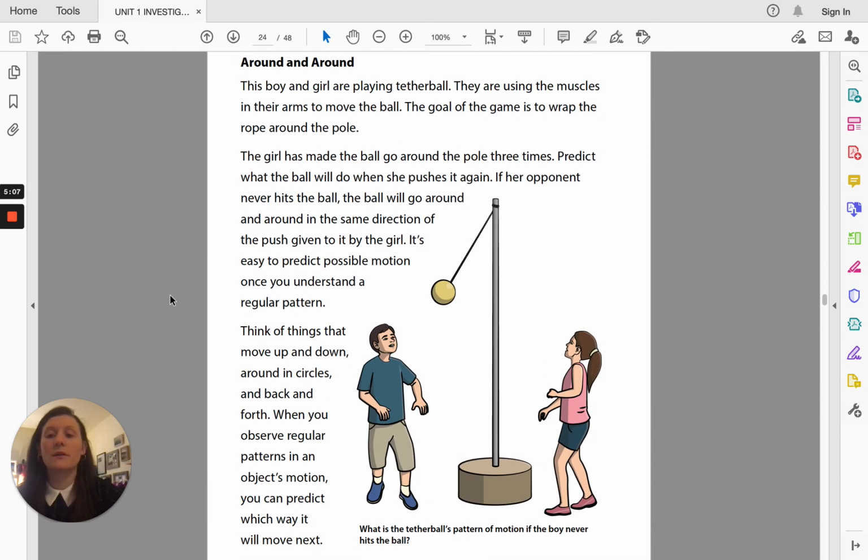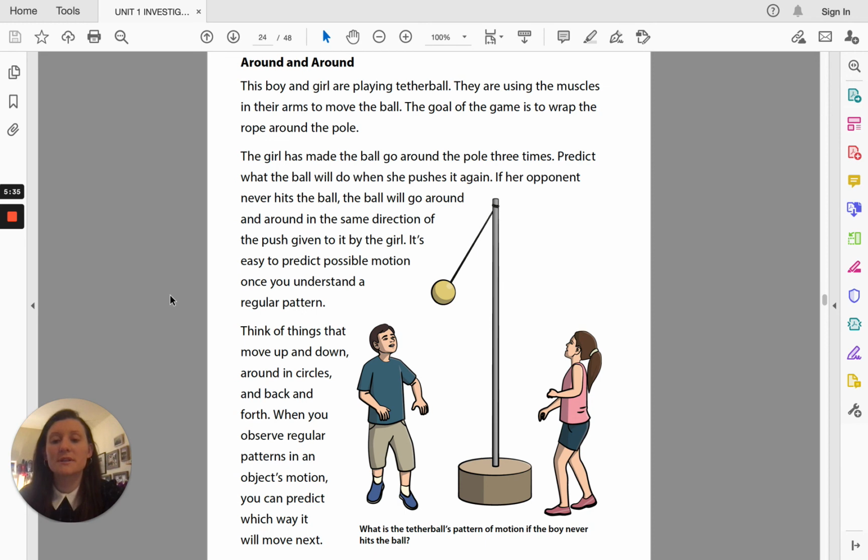Around and around. This boy and girl are playing tetherball. They are using the muscles in their arms to move the ball. The goal of the game is to wrap the rope around the pole. The girl has made the ball go around the pole 3 times. Predict what the ball will do when she pushes it again. If her opponent never hits it, the ball will go around and around in the same direction of the push given to it by the girl.